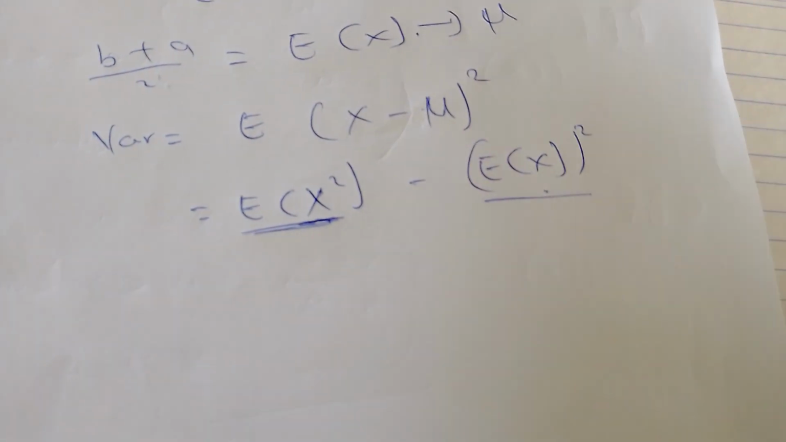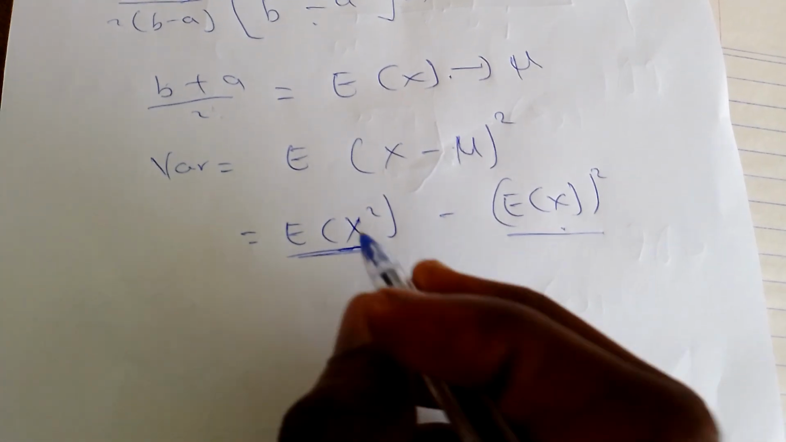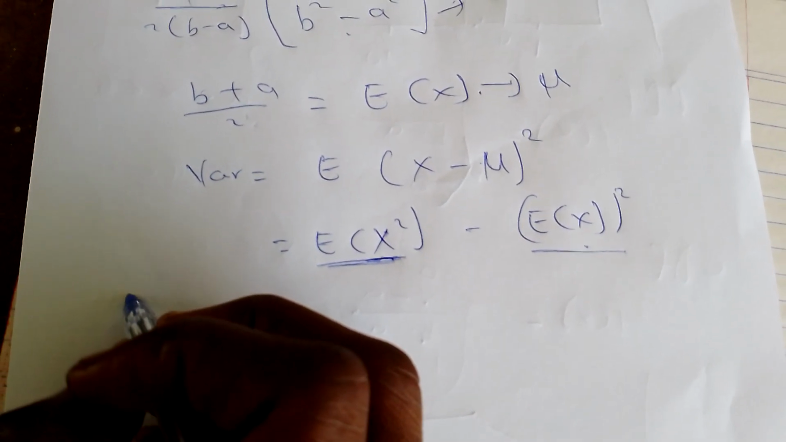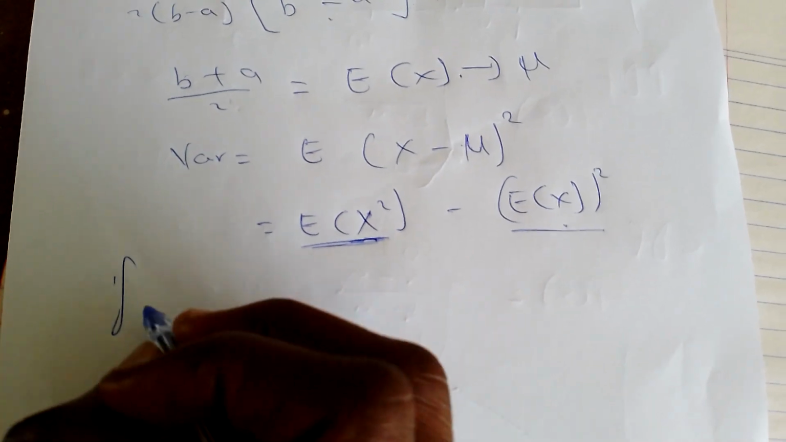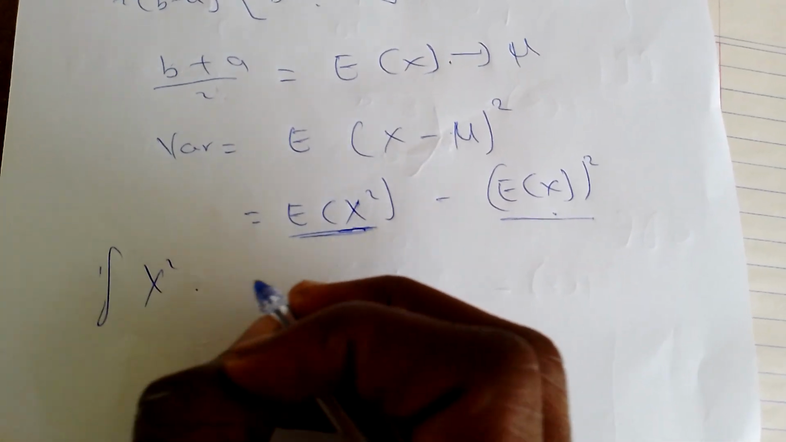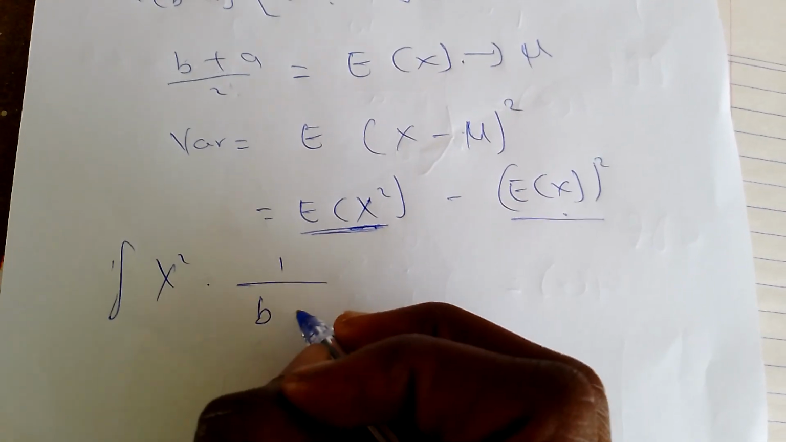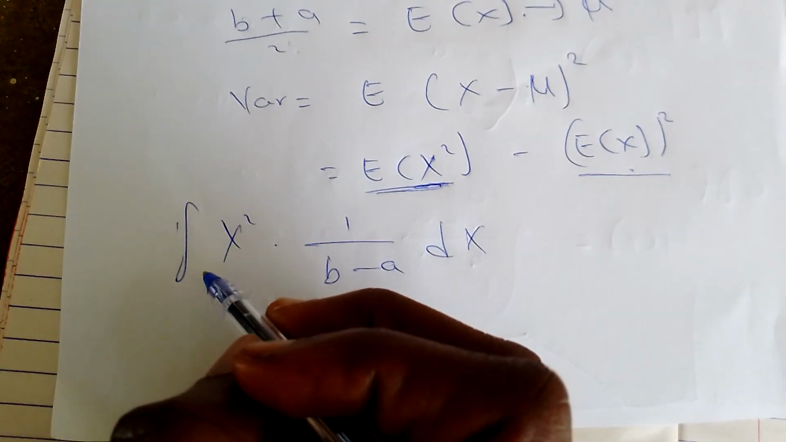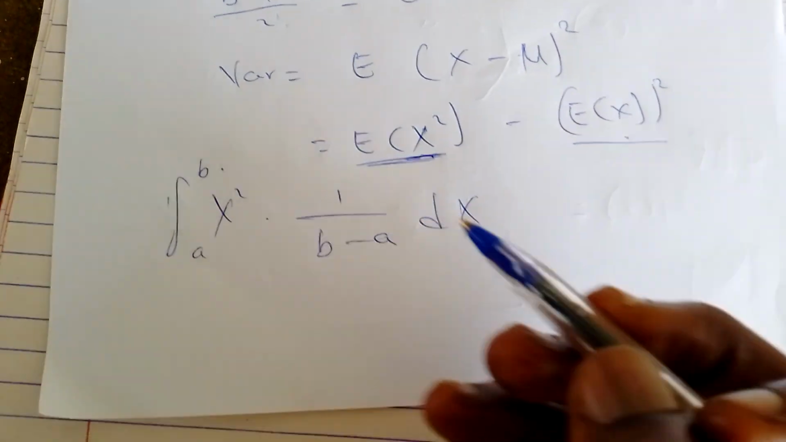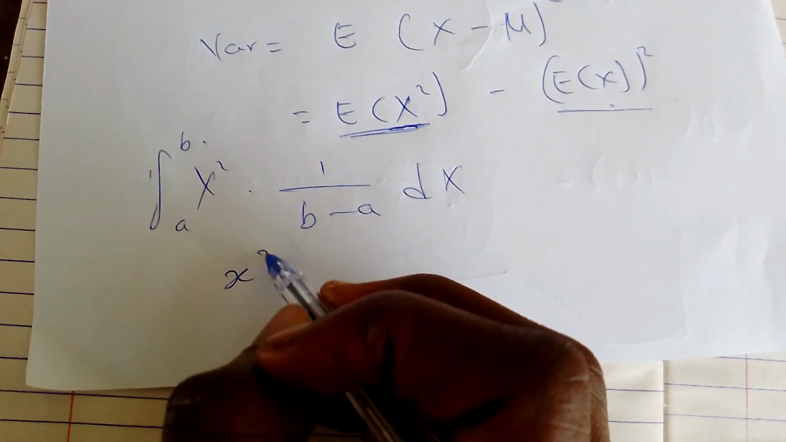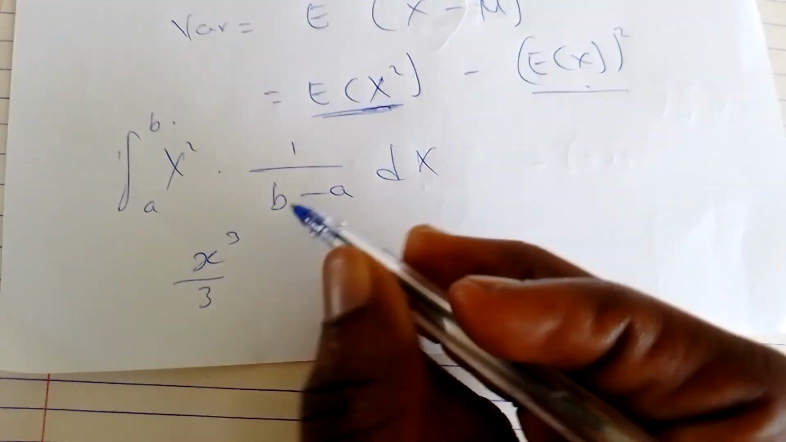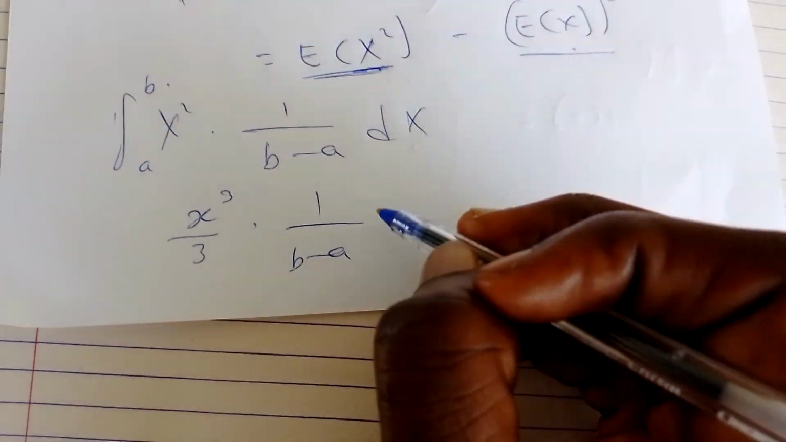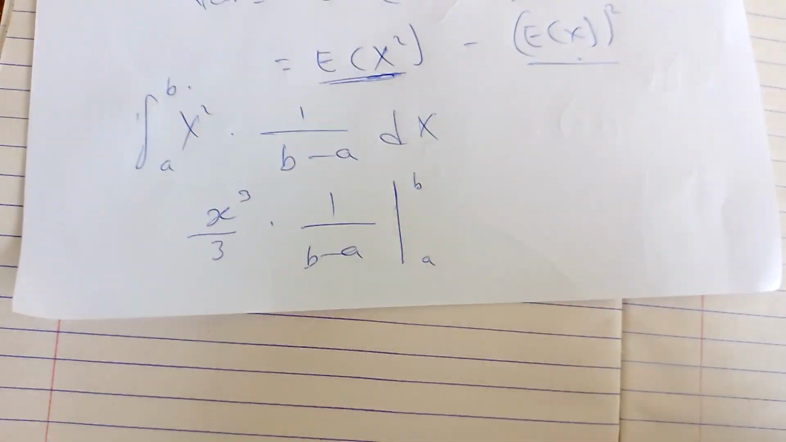So you can just go straight ahead and use it. For this one, let's just get to it and see how it looks. You would have the integral of x squared multiplying 1 on b minus a dx, from a to b. When you integrate this, you have x cubed on 3, right? And then you multiply by your 1 on b minus a, and then you take your limit b to a.